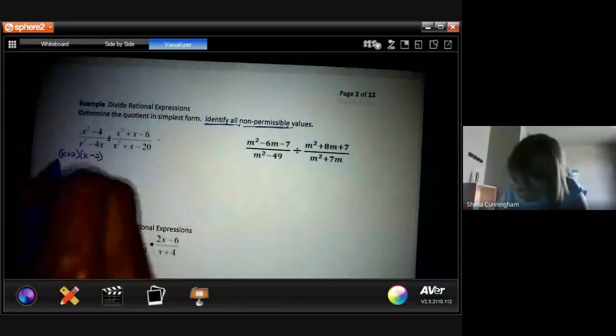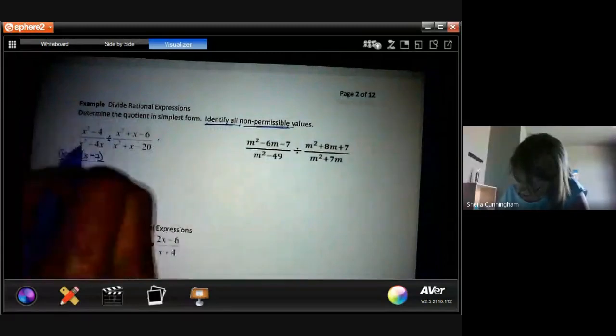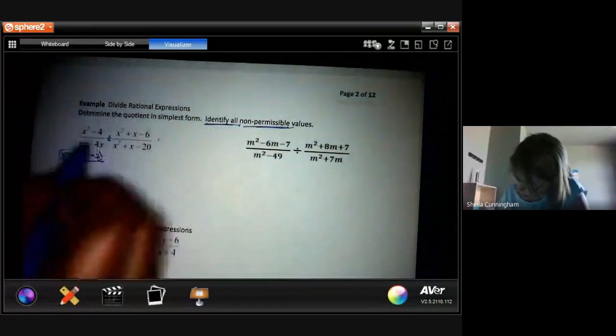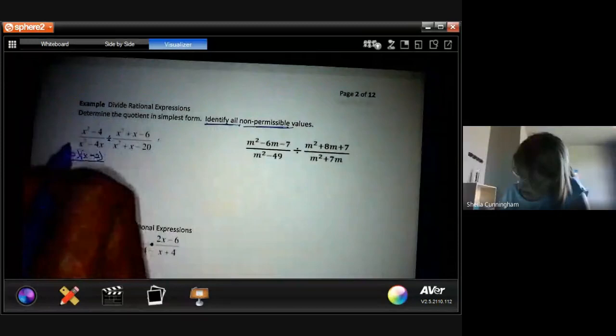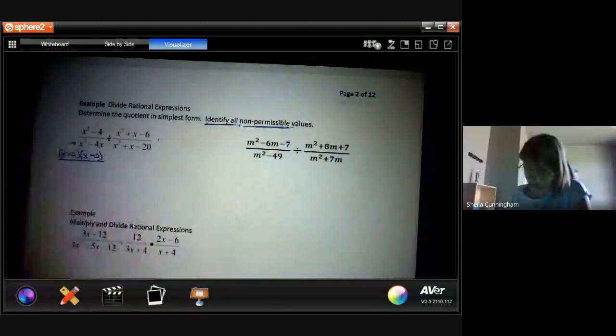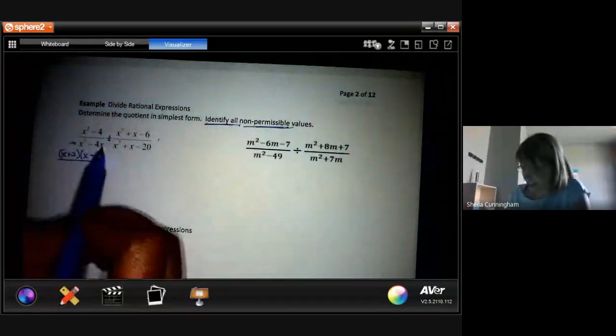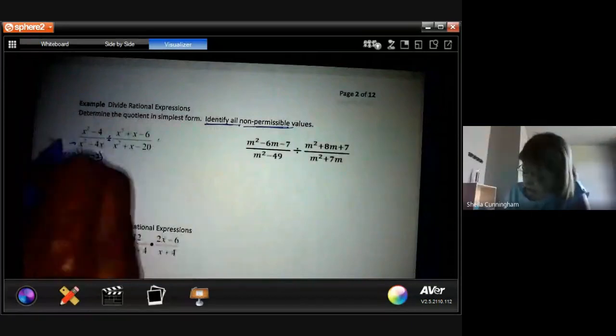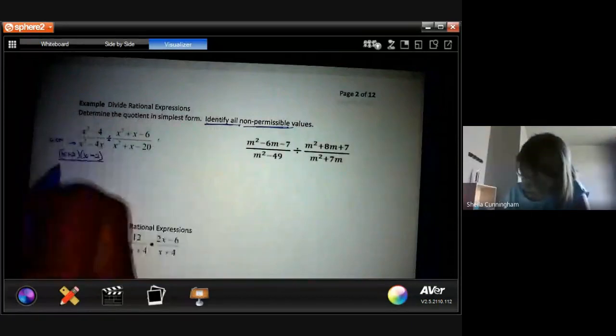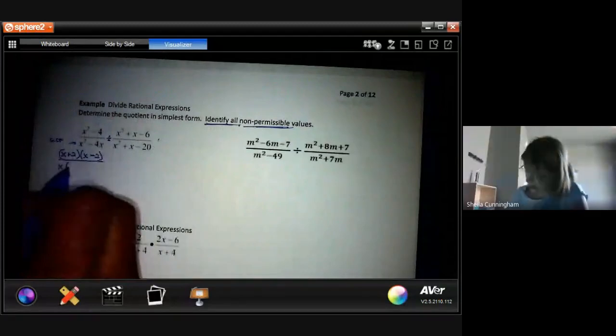And on the bottom, I'm going to have x squared minus 4x. Well, this one here isn't a difference of squares because we've got this x that's attached with a 4. So what I would suggest here is let's do a greatest common factor. Pull out an x, which is going to leave you with an x minus 4 there instead.